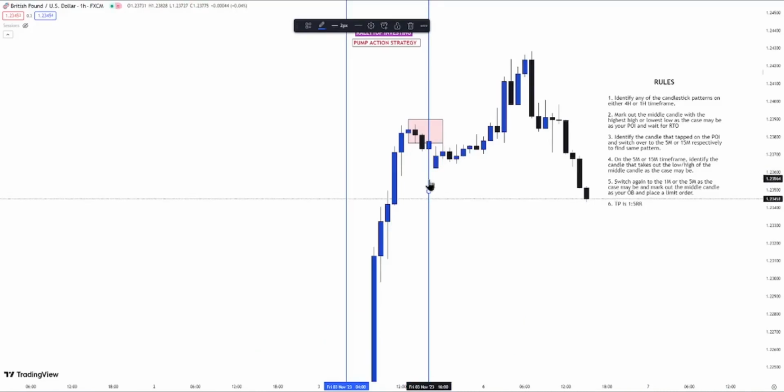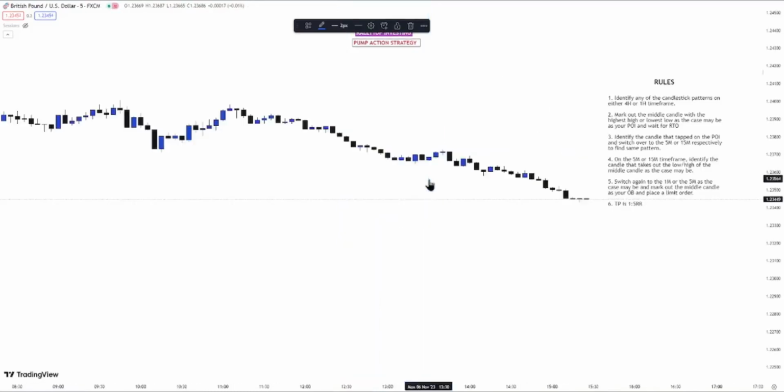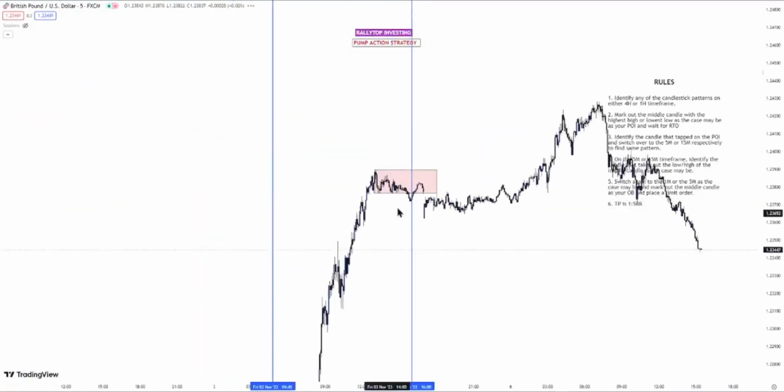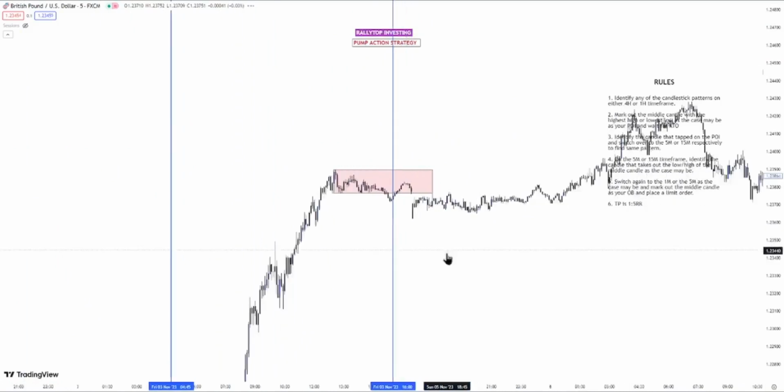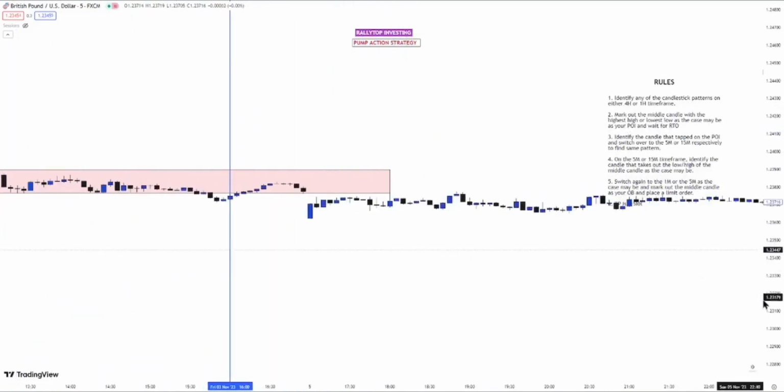Okay, so we can now go to the 5M time frame to see where we are. So this is the 5M time frame. Let's quickly see where we are. Okay, so this is that vertical line.